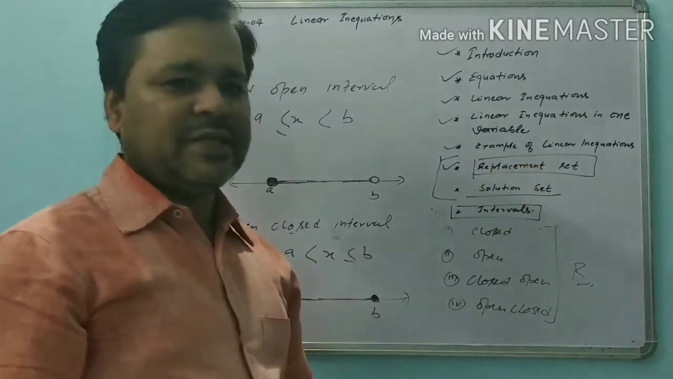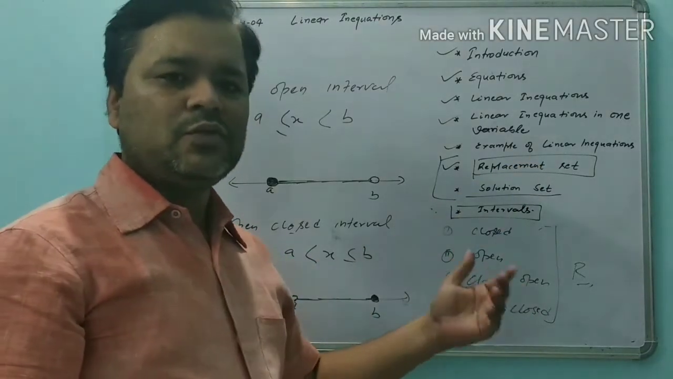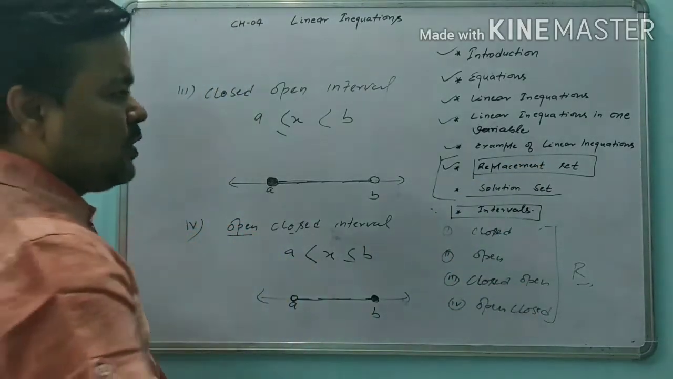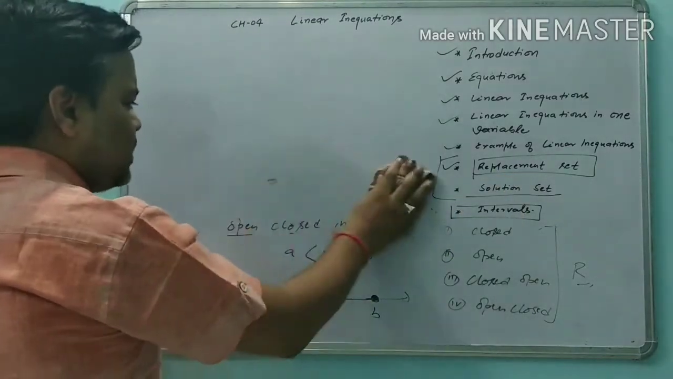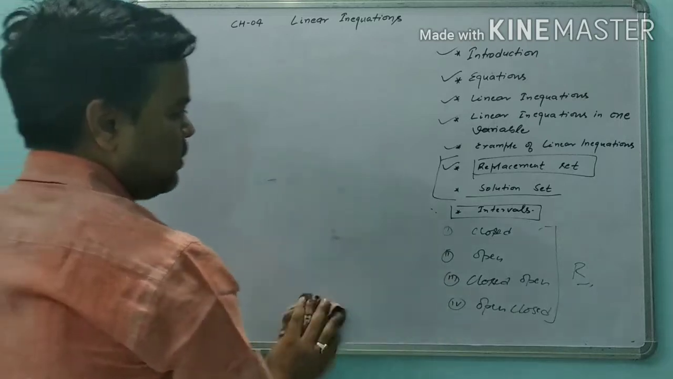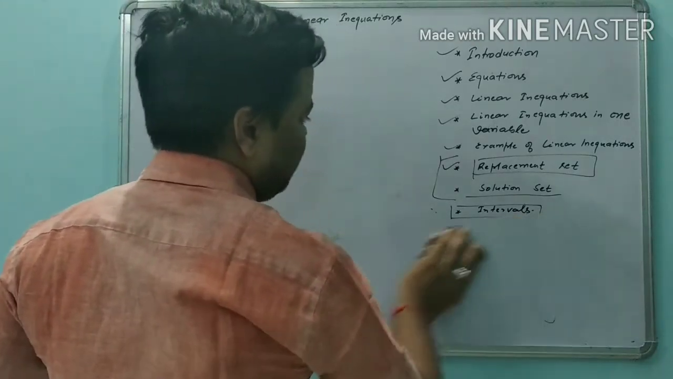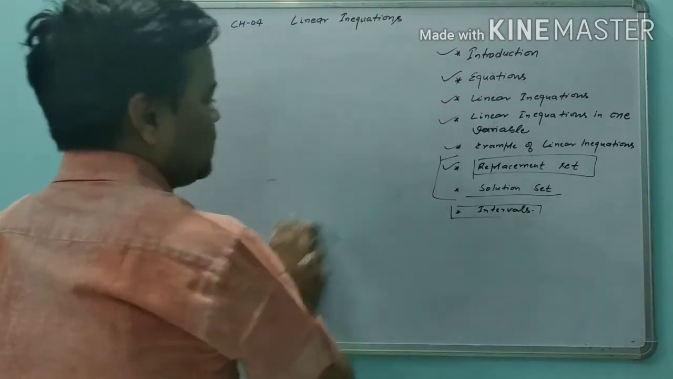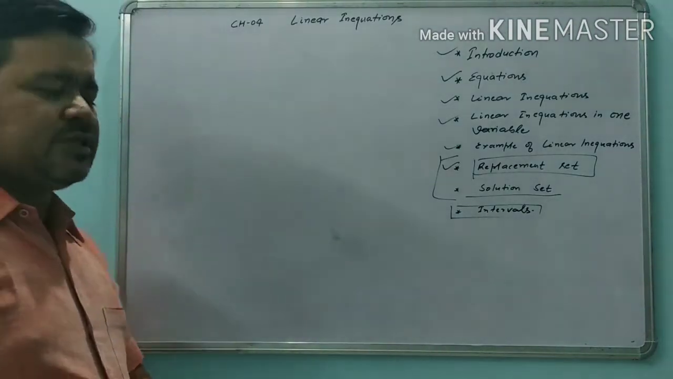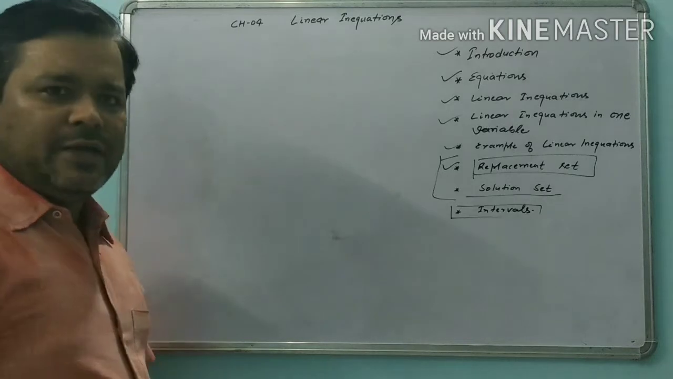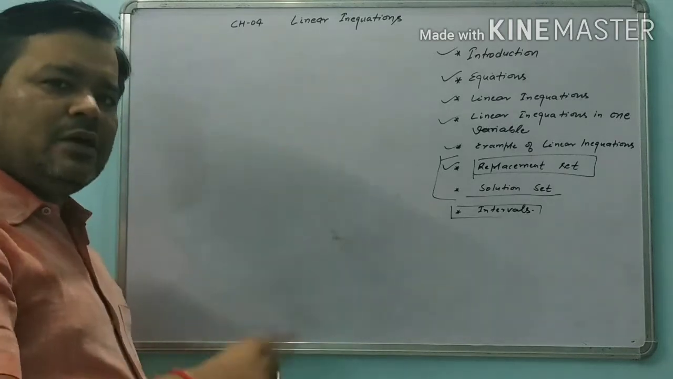According to the replacement set, the solution set will also be changed. With the help of an example, we can try to understand why the solution set will be different according to the replacement set, and how to represent it on the number line.